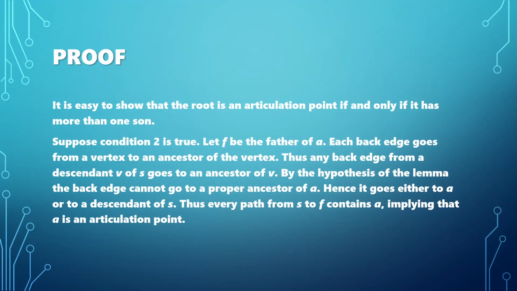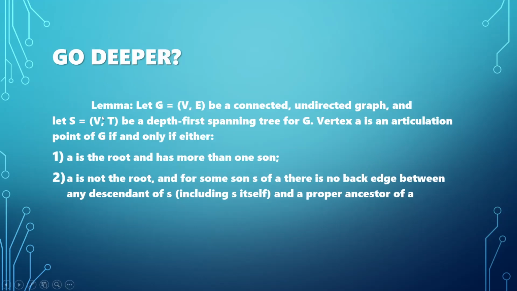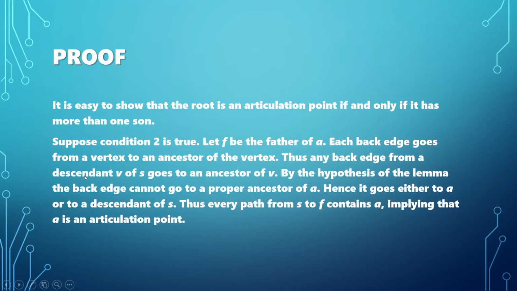Well, suppose condition 2 is true. Let f be the father of A, and each back edge goes from a vertex to an ancestor of the vertex. It's just a quite obvious property of back edges. There's nothing special.